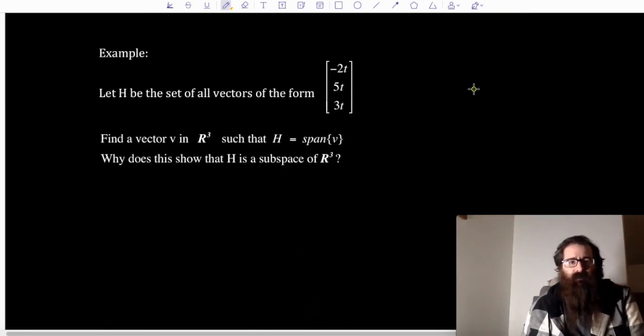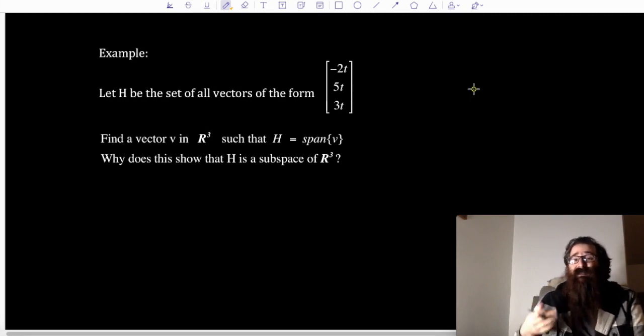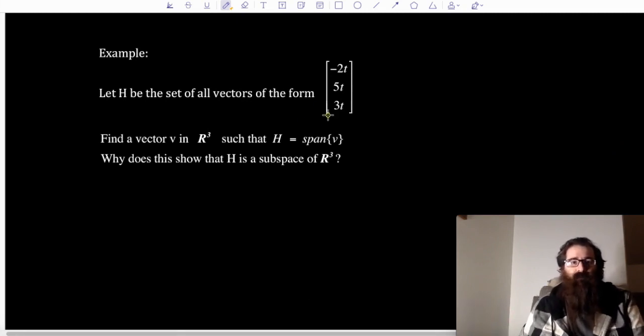Let's take a look at another example. Thinking more about subspaces, thinking about spanning sets. Spanning sets are going to be very important for the course. And we'll talk a bit more about these in the next section as well. Let H be the set of all vectors of the form, and here I have negative 2t for the first entry, 5t for the second entry, and 3t for the third entry. And I want to find a vector v in vector space R3 such that H is equal to the span of that vector v. And I want to know, well, why does this show that H is a subspace of R3? Now this is not going to be a difficult process, and we're going to see lots of examples that sort of follow suit with this one.